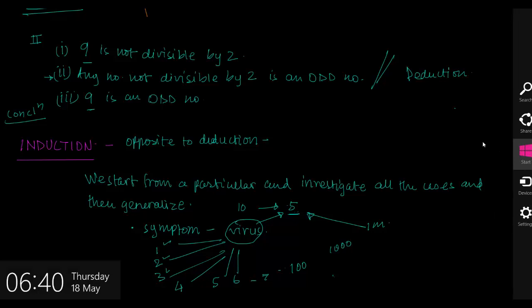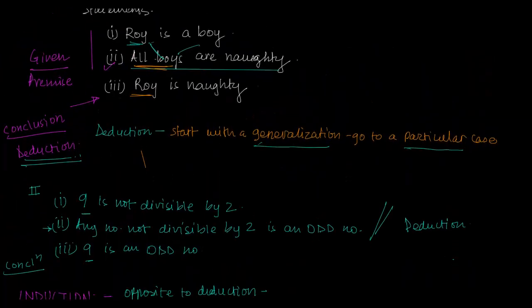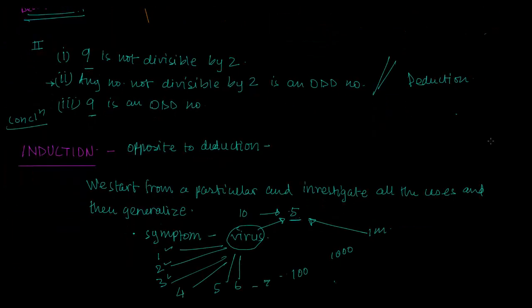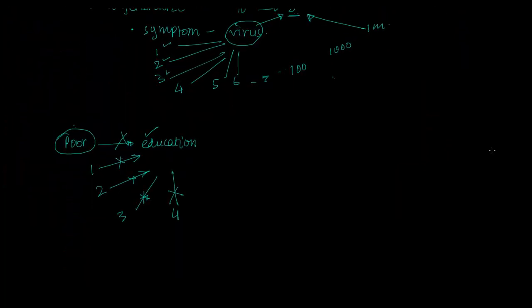How do you know that all men are mortal? Here you said that Roy is a boy, all boys are naughty. How did you reach that conclusion? Even that conclusion that you're stating here for deduction, that must have come through induction, because you must have watched so many boys being naughty. Correct? So these are two forms of logic.